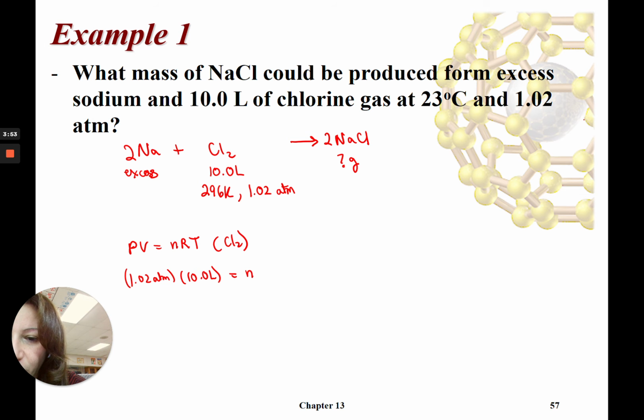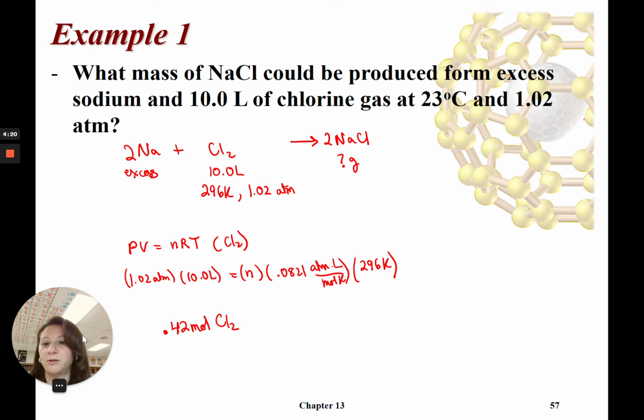My n, that's what I'm looking for. My R, since I have atm for my pressure, is 0.0821 atm times liters per mole Kelvin. And my temperature is 296 Kelvin. So I'm going to solve for n. When you plug that in and solve for n, you get that n is 0.42 moles. And this is going to be for chlorine. Now, the reason why I recommend you write Cl2 here, or whatever substance it is, once you get to the moles, you know what substance it's for. Because what I see on the test a lot is people will do PV equals nRT and get moles, and they're going to think, oh, it's moles of NaCl, when it's not. It's the chlorine.